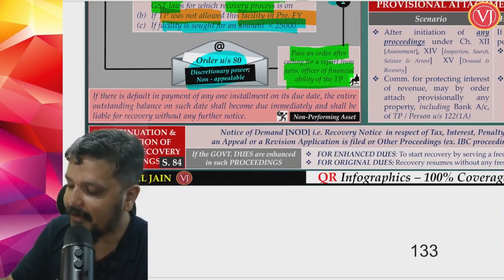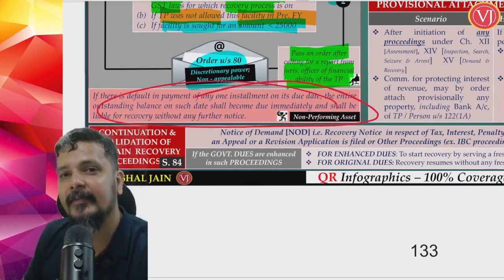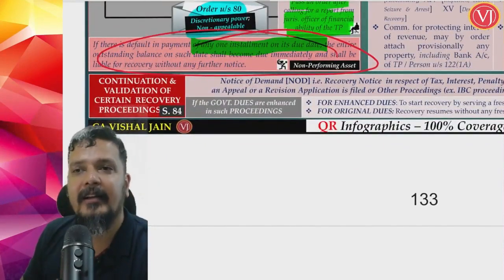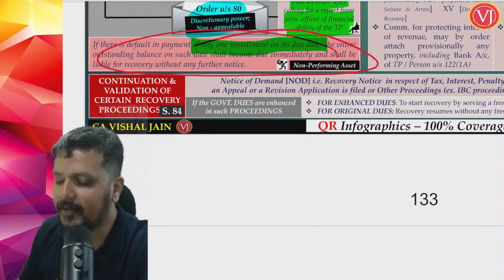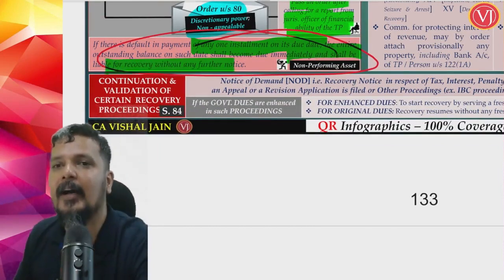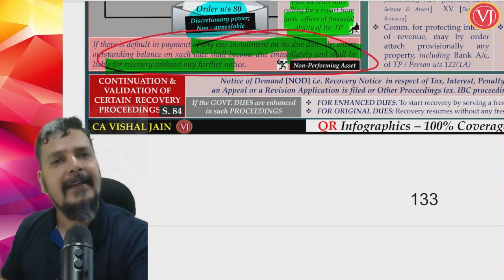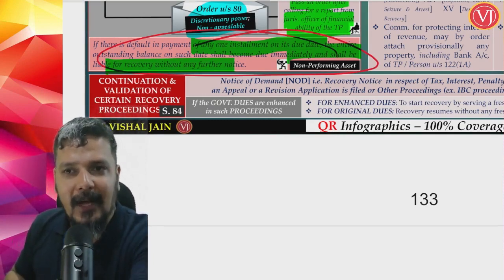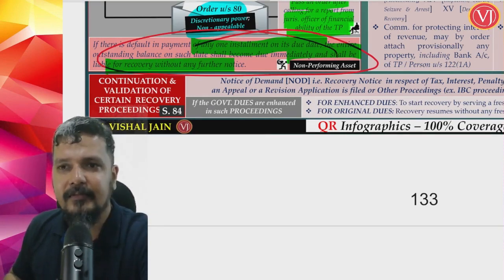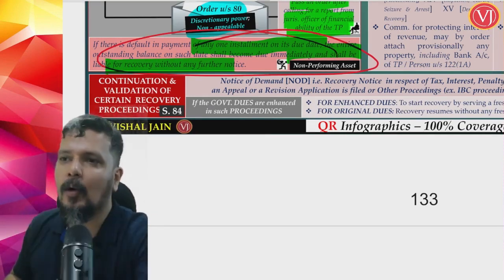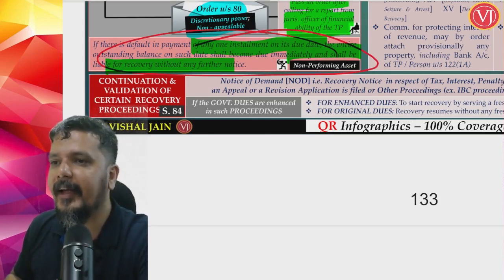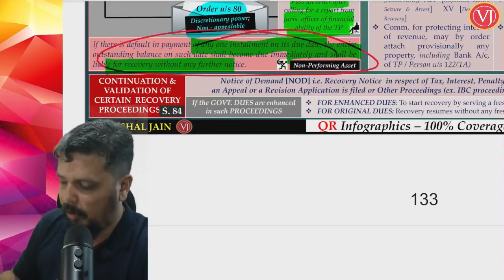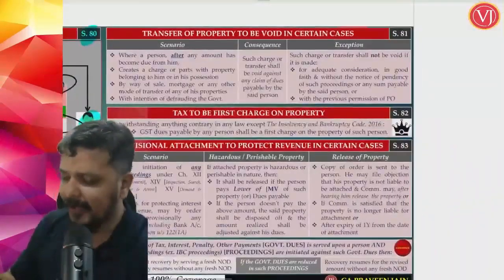And even after giving this facility, if the assessee fails to pay any one installment before the timeline, you are thrown out of this facility and the entire amount will be recovered without any further notice. You are allowed this installment or deferment facility, you paid one installment after the due date. Finished. You are totally thrown outside this provision of section 80. Entire balance dues will be recovered without any notice. Now, that is section 80 for you.